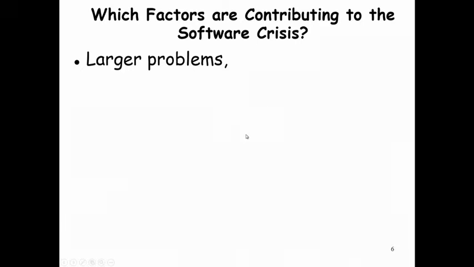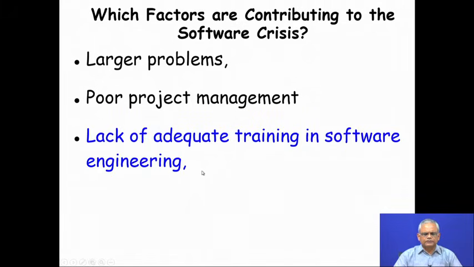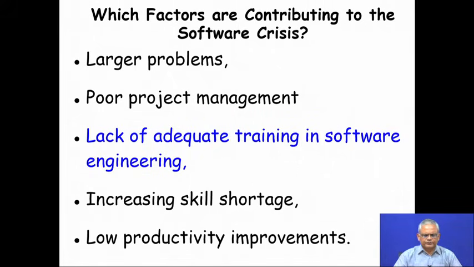If we analyze the factors that are contributing to the software crisis, the problems have become larger, more complex, there is poor project management, and one of the major reasons is lack of adequate training in software engineering techniques, and of course, skill shortage. Good quality manpower is still not available for software development. If you talk to any software industry, they will say that we get a lot of applications, but getting good quality people is a challenge, and also there are low productivity improvements.